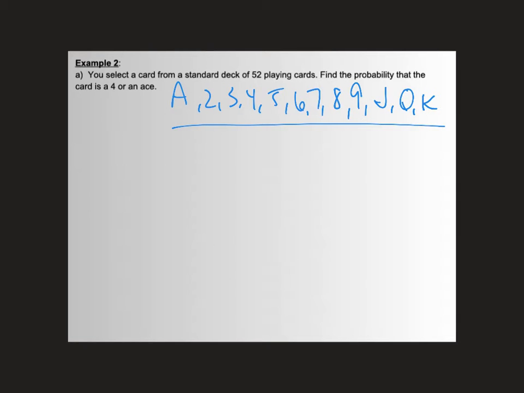And remember, you have hearts, spades, clubs, and diamonds. Those are your 4 suits. Now, 4 or an ace, it doesn't say anything about our suits, so we don't really need that. I just wanted to write that to kind of remind you.